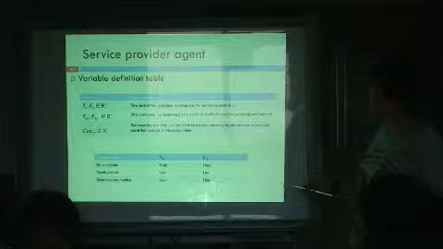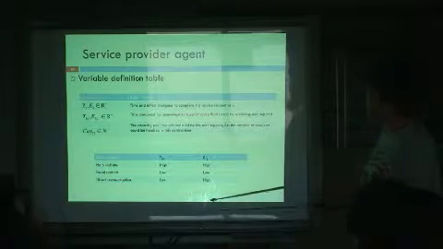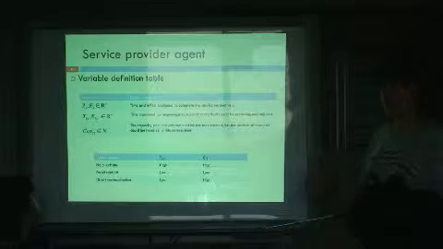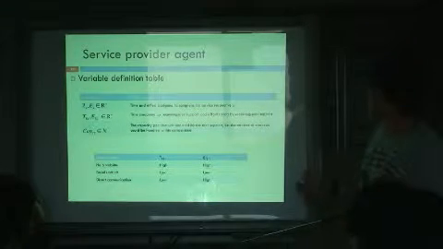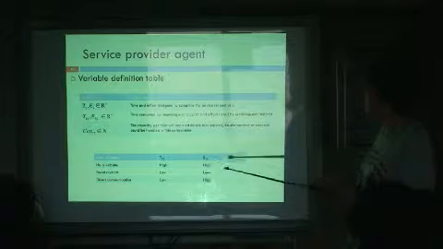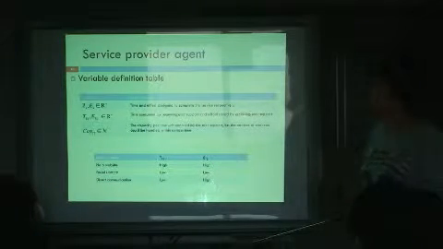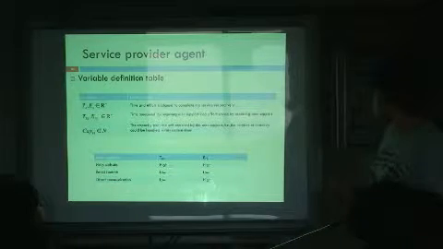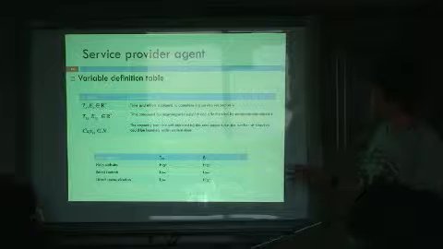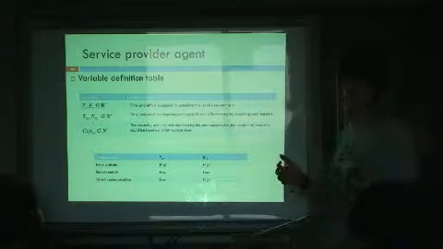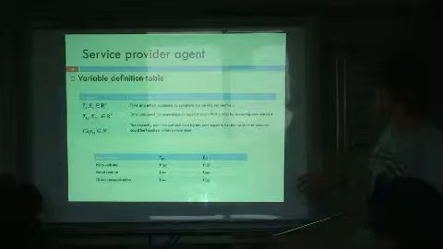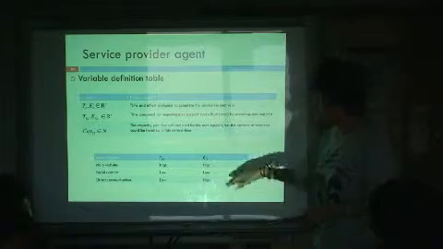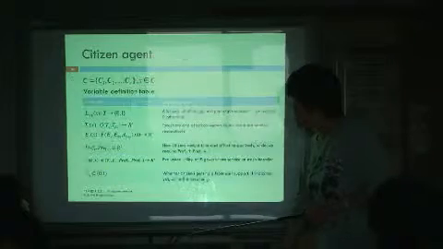So the service provider agent is basically the e-government. We define the time and effort needed to complete the service, respectively. And also for the user support, we define the time consumed by requiring the user support and the effort saved by receiving the user support. And also for each user support, we define a capacity. That means within each time interval, how many citizens can be served by the user support. And basically we have three types.